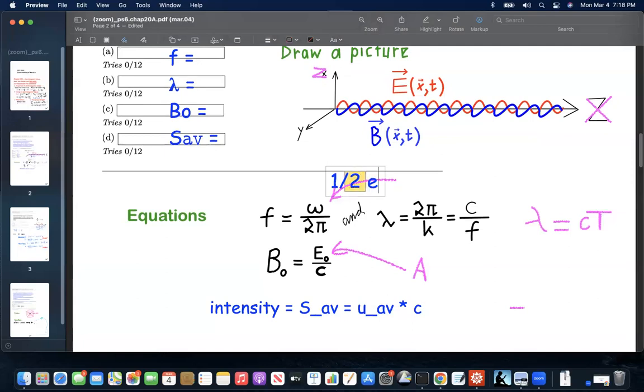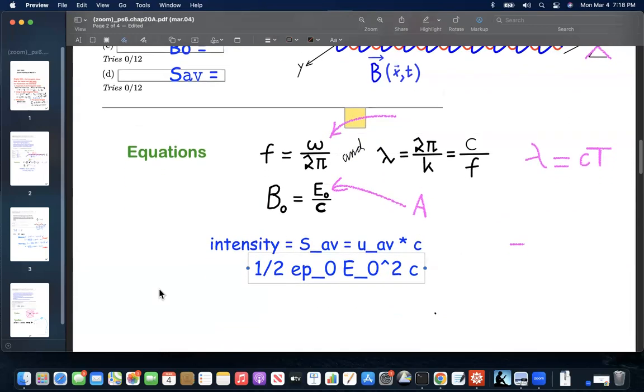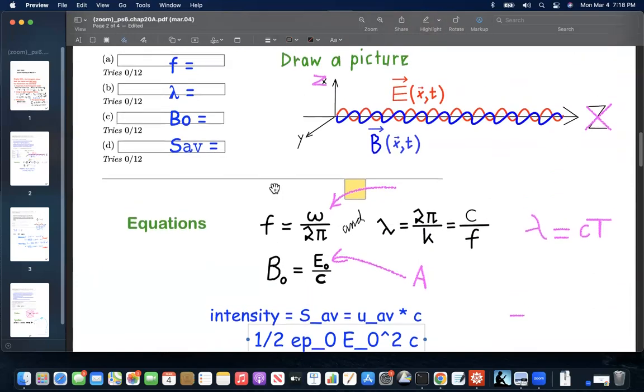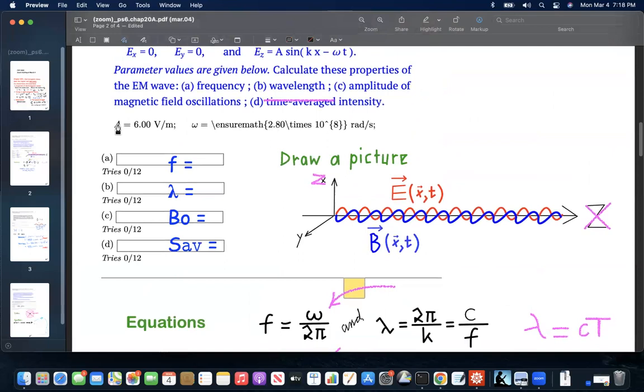One half epsilon 0 E 0 squared. Now that would be the average intensity, the average energy density, both electric and magnetic, and now multiplied by C. Epsilon 0 is a universal constant. E0, we have it here. E0 is this A.